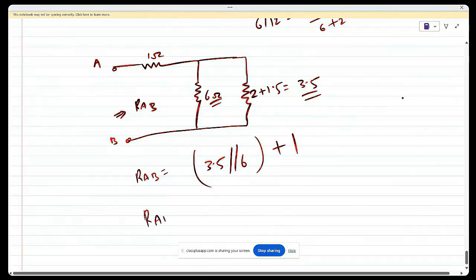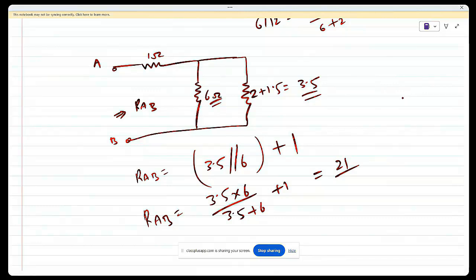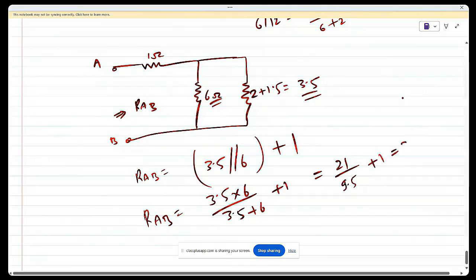RAB is equal to 3.5 into 6 upon 3.5 plus 6, plus 1. So you can write it directly. 3.5 into 6 is equal to 21. 3.5 plus 6 is 9.5. 9.5 plus 1. The final answer is equal to 3.21 ohm. So this is the final answer.